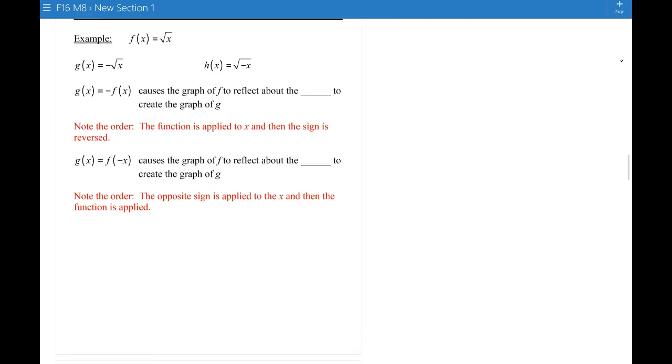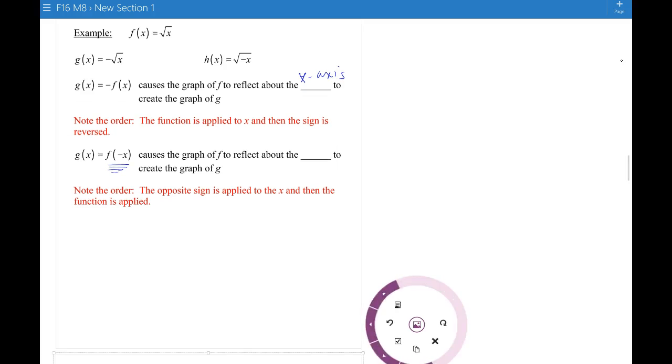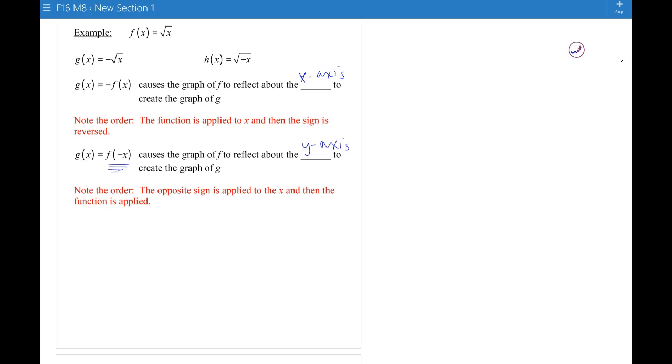So the last thing we're going to talk about is reflections. And if the negative comes after the function, that causes the graph to reflect about the x-axis, to create the graph of g. But if I do negative of the x and then do f, that's going to cause the graph to reflect about the y-axis to create the graph of g.